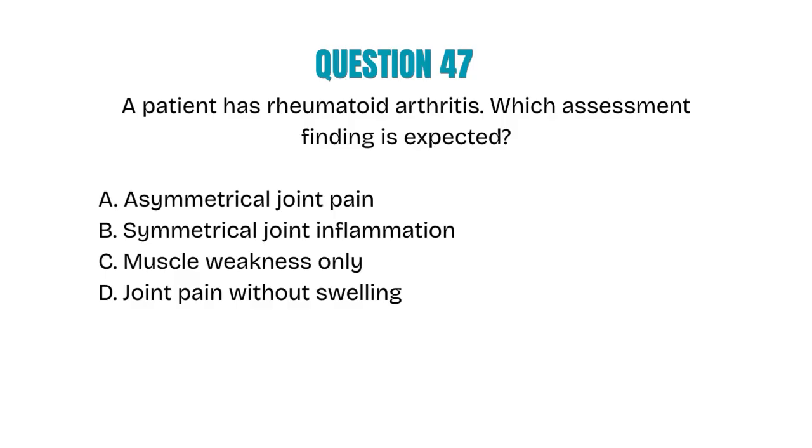Question 47. A patient has rheumatoid arthritis. Which assessment finding is expected? A. Asymmetrical joint pain. B. Symmetrical joint inflammation. C. Muscle weakness only. D. Joint pain without swelling.